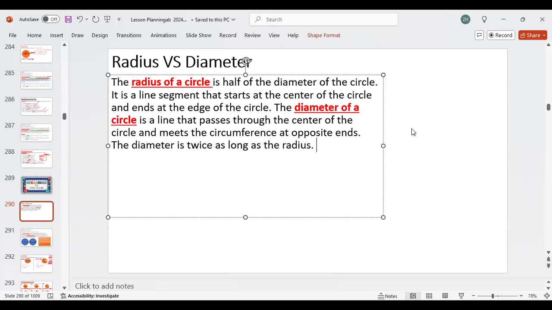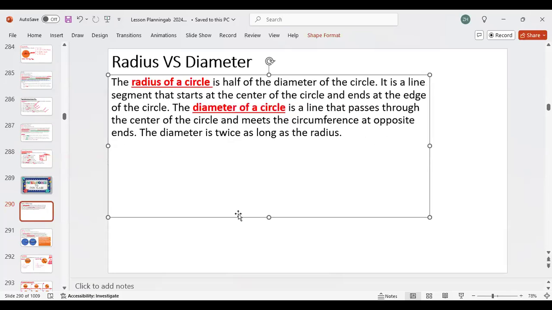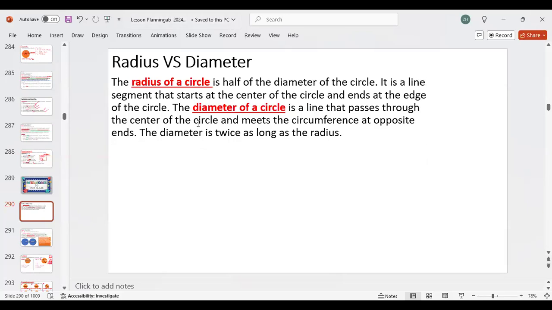Amaya, can you read this to me, please? The radius of a circle is half of the diameter of the circle. It is a line segment that starts at the center of the circle and ends at the edge of the circle. The diameter of a circle is a line that passes through the center of the circle and meets the circumference at opposite ends. The diameter is twice as long as the radius. Thank you.